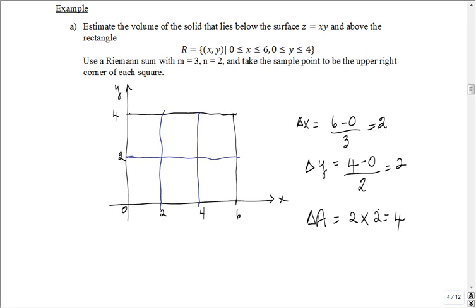Now, the surface is z equals xy, so therefore f of xy is xy.